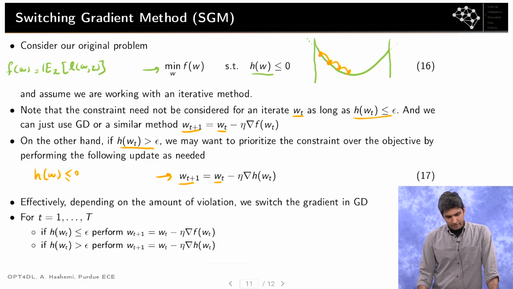So the idea is that depending on the amount of violation, we're going to switch the gradient in gradient descent. We apply the following procedure for capital T number of iterations. If the constraint is sufficiently satisfied, we perform our usual gradient descent. On the other hand, if the constraint is not sufficiently satisfied, we apply gradient descent by switching the gradient from the gradient of f to the gradient of the constraint h.